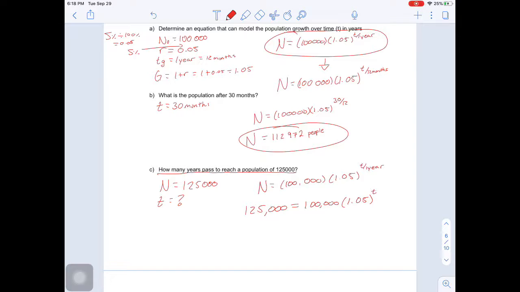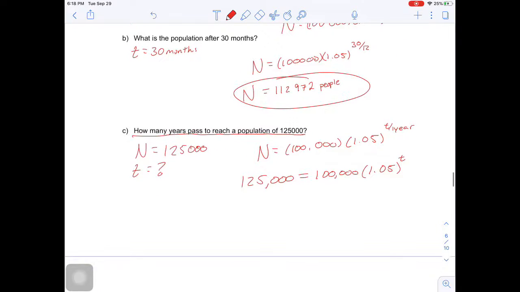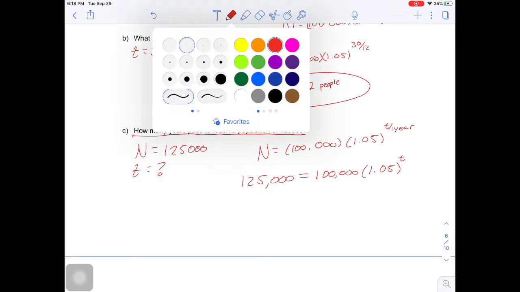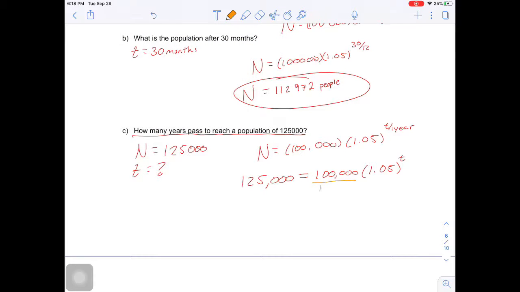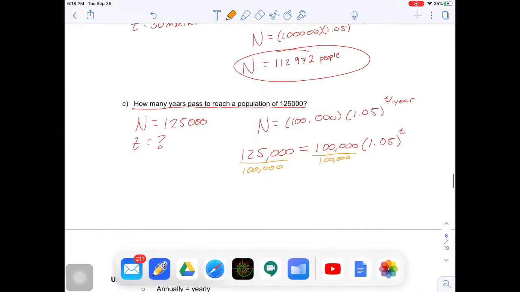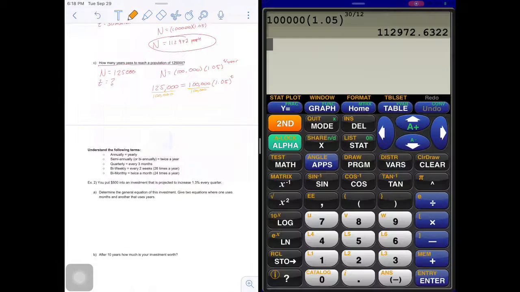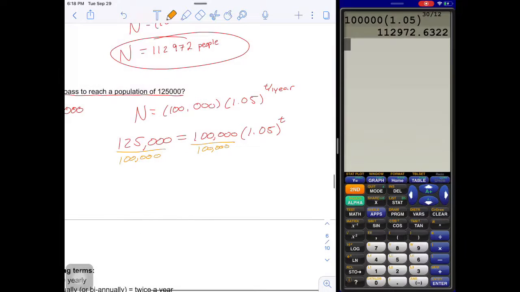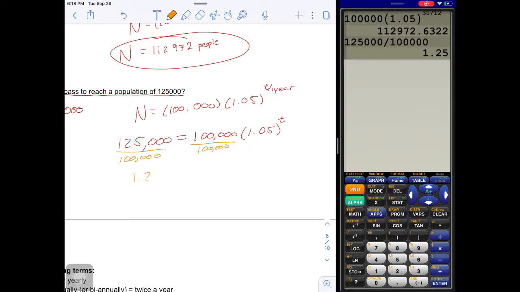And I can represent this simply as t, because t over 1 is obviously just t. Now I'm going to start solving for t. So I'm going to divide by 1,000, divide by 1,000, and that will give us, I think it's 1.25, but let's make sure here. So 125,000 divided by 100,000 gives us 1.25. That equals 1.05^t.